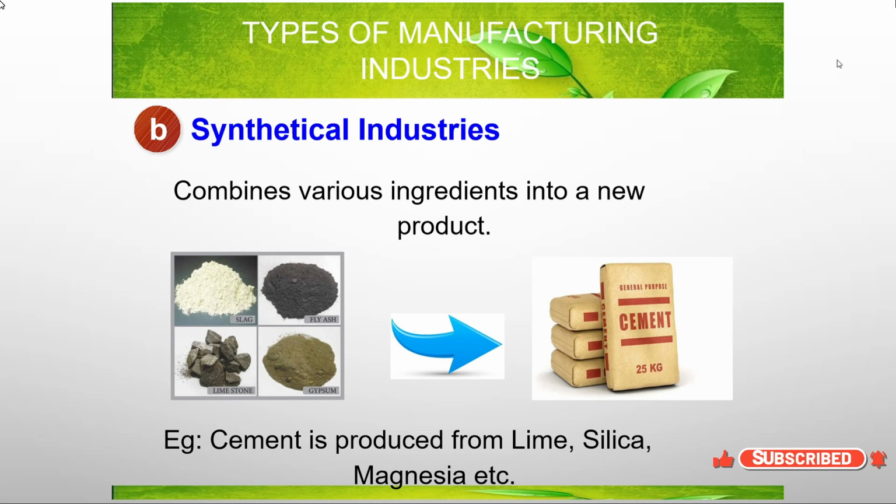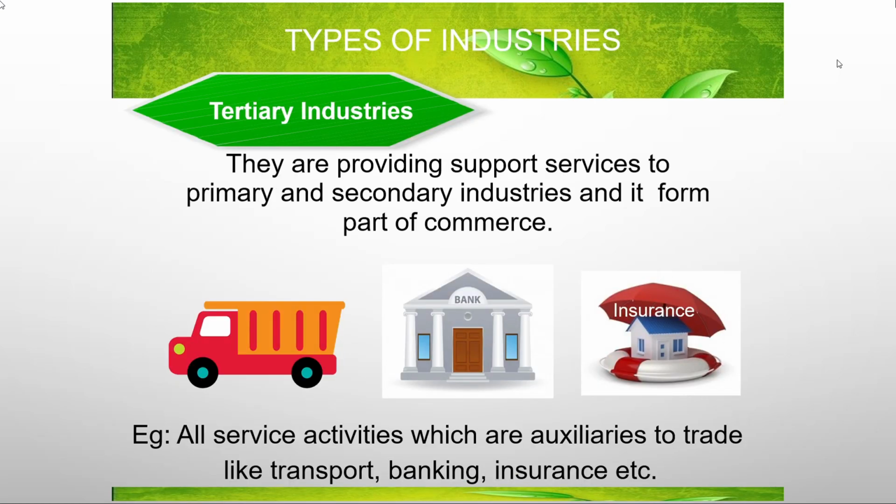Now let's move on to the tertiary sector, and we'll talk about the tertiary industries. What do the tertiary industries do? They are providing support services to primary and secondary industries, and it forms part of commerce also. Examples: all service activities which are auxiliaries to trade, like transport, banking, insurance, etc.